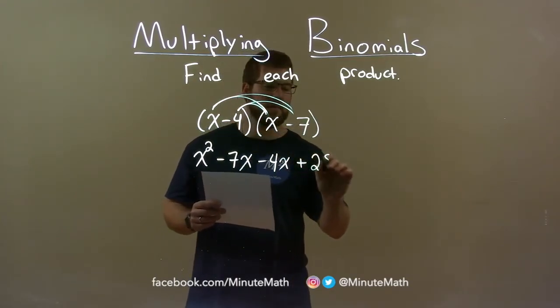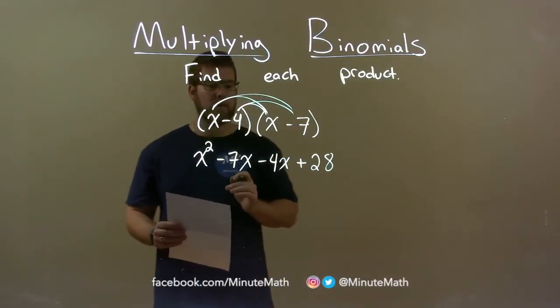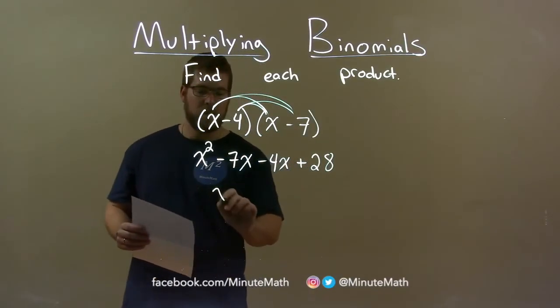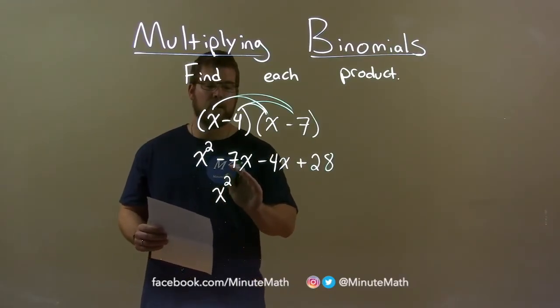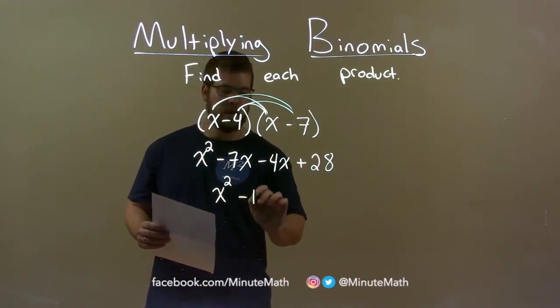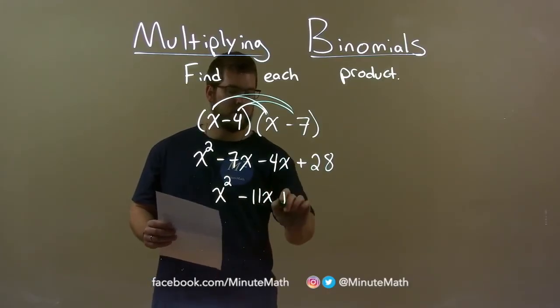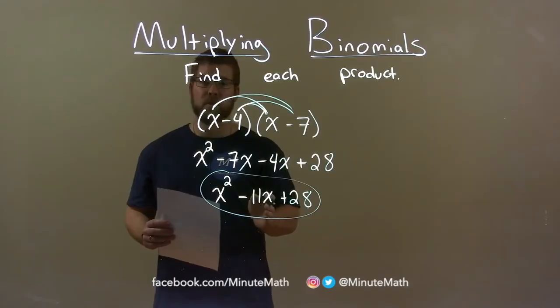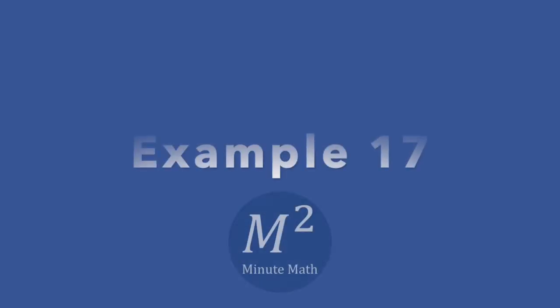is 28. We want to now combine our like terms, which is just the minus 7x and minus 4x. x squared comes down, minus 7x minus 4x is minus 11x. Bring down the plus 28, and our final answer is here, x squared minus 11x plus 28.